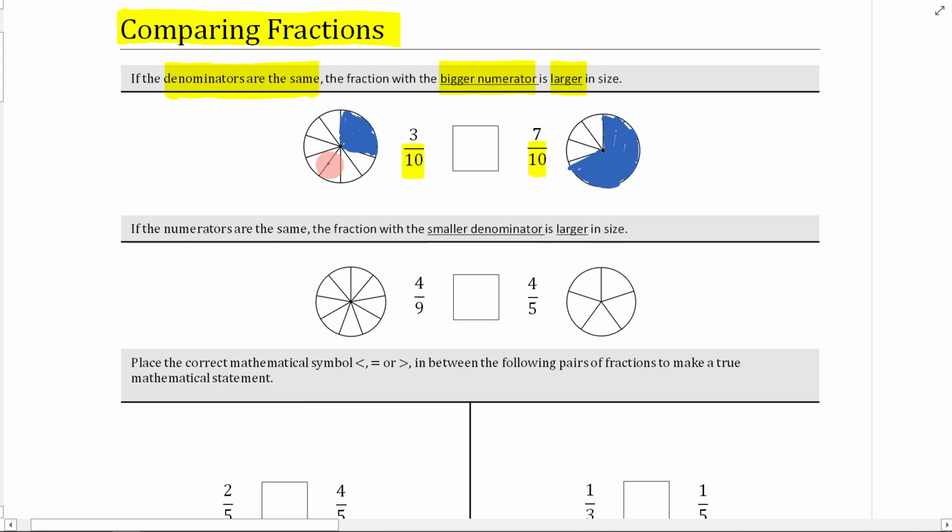Because all these pieces are the same size, aren't they? They're tenths. So here I only have 3 of the tenths. Well, here I have 7 of the tenths. This one is clearly bigger. So you make sure that your inequality is eating the bigger number. That's how you draw in your inequality. It has to be eating the bigger number.